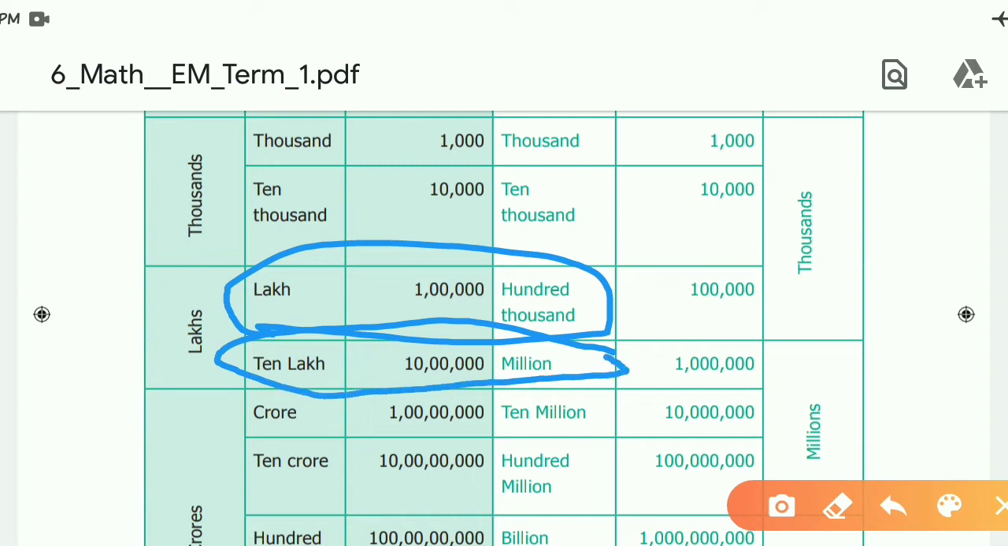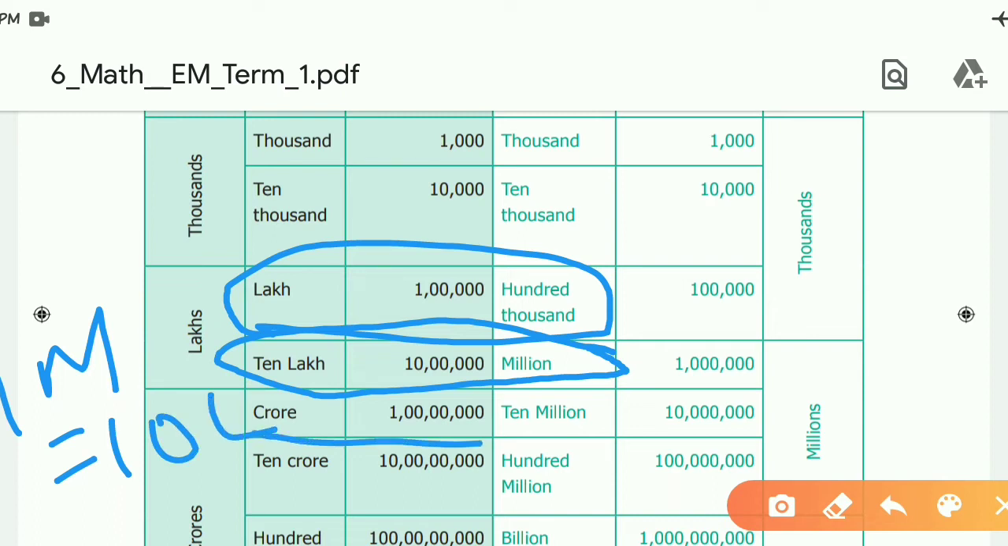You hear this word million, 10 million, billion. On YouTube also it shows million views, 10 million views. 1 million means that is 10 lakh only. Okay. Next, 1 crore equals 10 million.